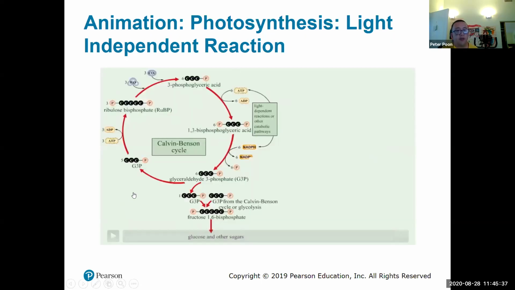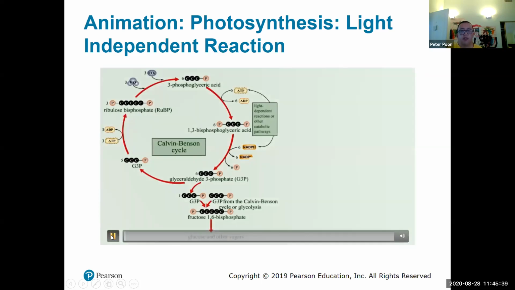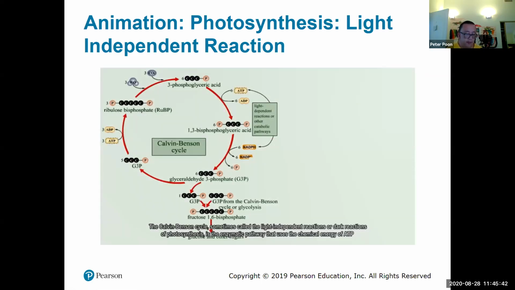This is the Calvin cycle. This is the light reaction. The Calvin-Benson cycle, sometimes called the light-independent reactions or dark reactions of photosynthesis, is the enzymatic pathway that uses the chemical energy of ATP and the reducing power of NADPH to generate glucose and other sugars from water and carbon dioxide. Through 2 rounds of the Calvin-Benson cycle, a single glucose molecule is produced from 6 carbon dioxide molecules and 6 water molecules, at the expense of 18 ATP molecules and 12 NADPH molecules.